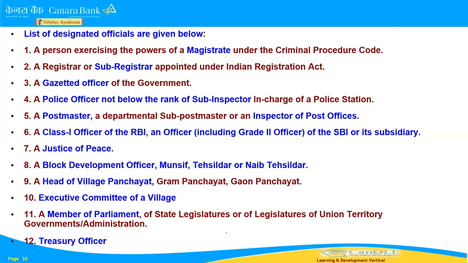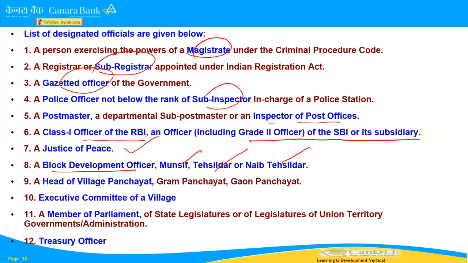The designated officials are magistrate, sub-registrar, gazetted officer, police officer not below the rank of sub-inspector, postmaster, inspector of post office, class 1 officer of the RBI, including grade 2 officer of the SBI or its subsidiary, justice of peace, block development officer (BDO), munsif, tahsildar, naib tahsildar, head of the village panchayat, gram panchayat, gaon panchayat, executive committee of village, member of parliament. All these people can countersign, and physical presence is not required by the pensioner to provide life certificate.